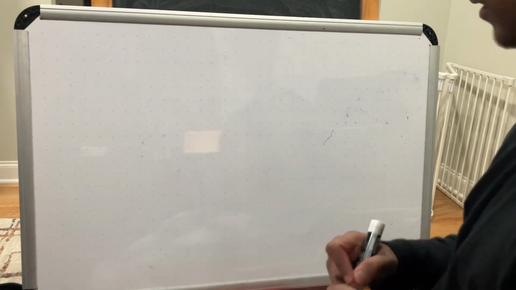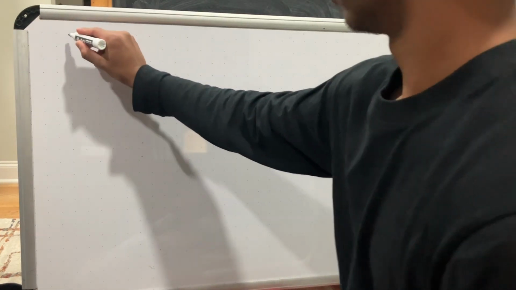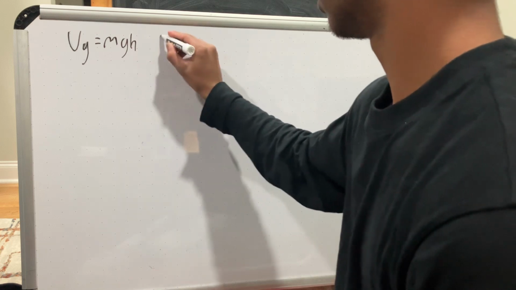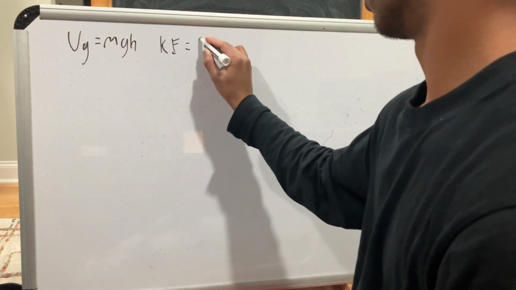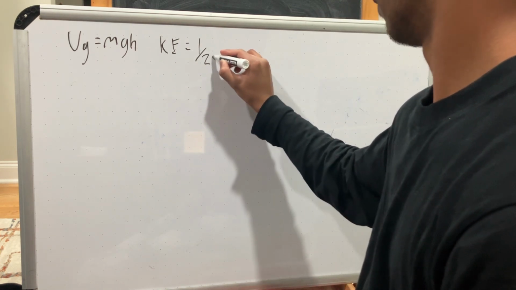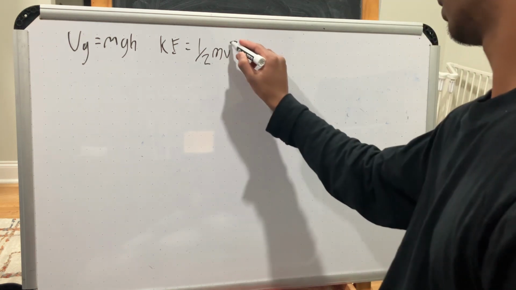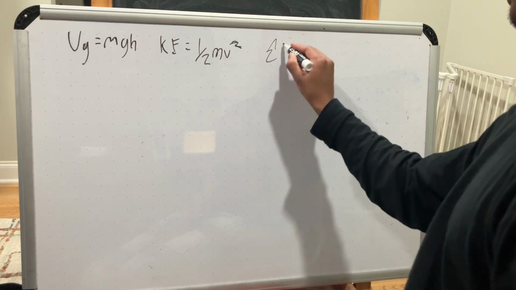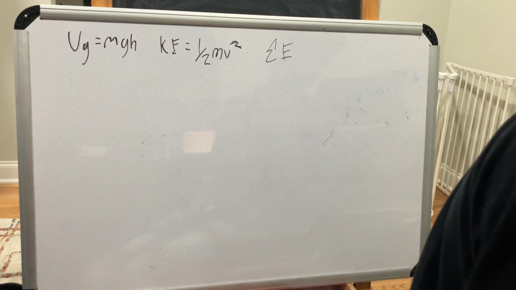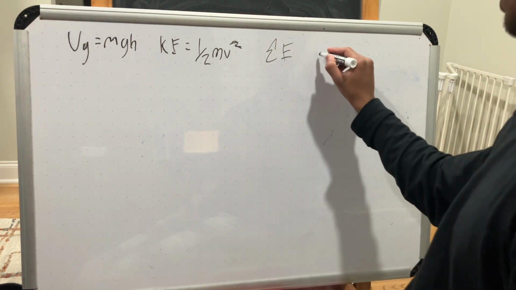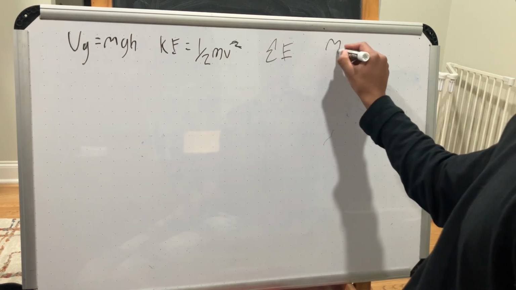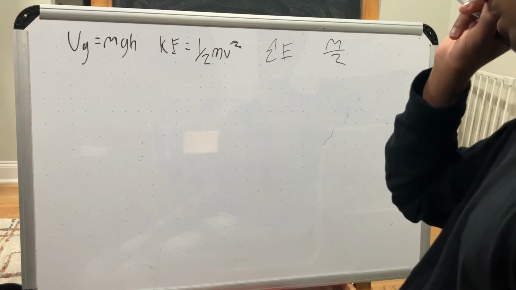Now, the basic physics principles that apply are U equals mgh, kinetic energy equals 1/2 mv squared, and conservation of energy, and then the mass of the rope, which would be m divided by 2.